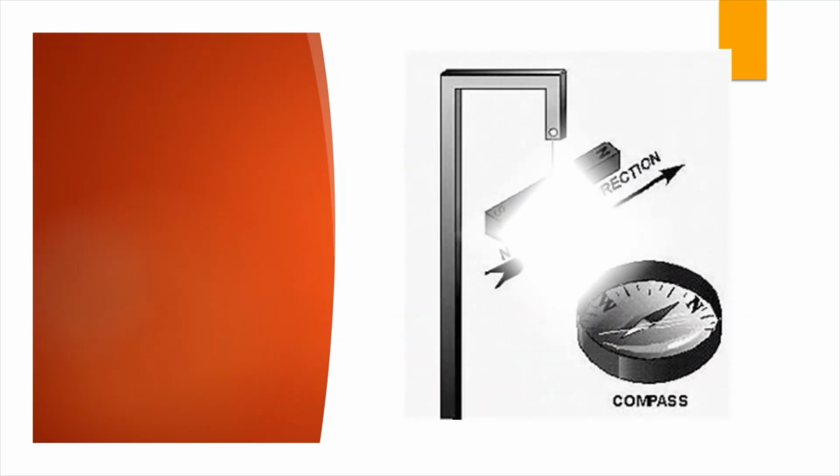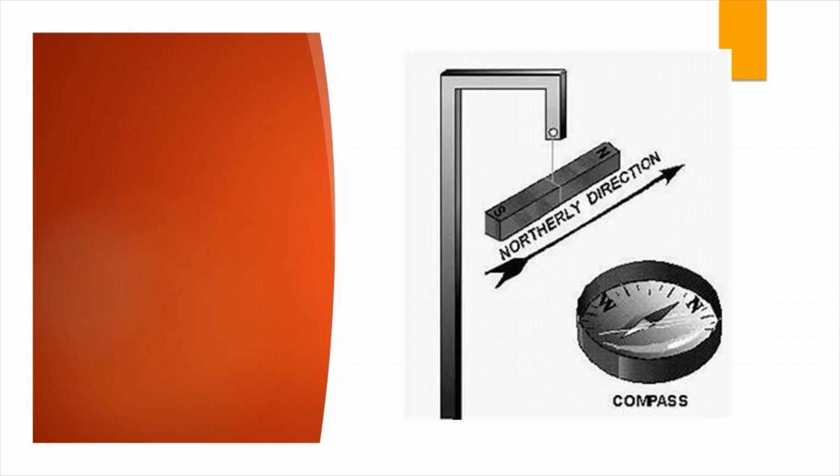Now, as shown in the figure, let us consider that a bar magnet is suspended from its midpoint such that it can rotate freely in the horizontal plane. Then it continues to rotate, that is oscillates, until it is aligned in the north-south direction. That is, the bar magnet will arrange itself in the north-south direction.